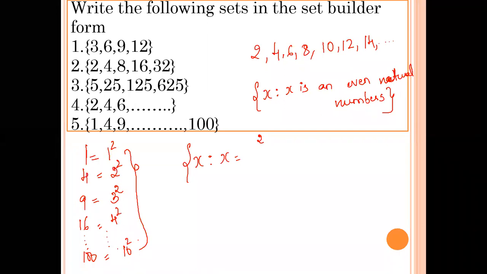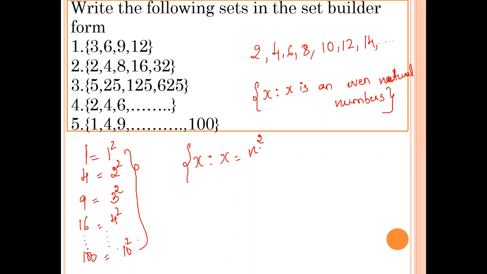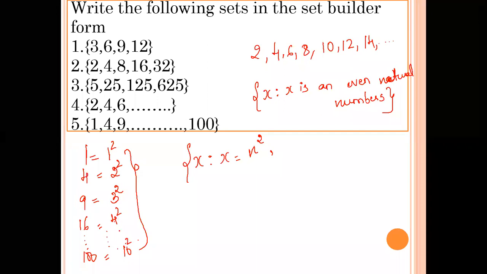The base is changing. The numbers below are changing: 1, here 2, here 3, here 4, here 5, up to 10. So how can I write that? Should I write n square? Can I write it as n square? Because 1, 2, 3, 4, 5, up to 10 are natural numbers, so I will write it as n. So n belongs to natural number.